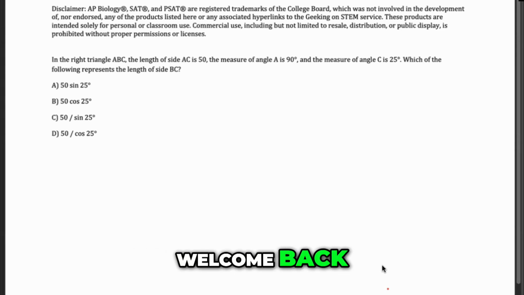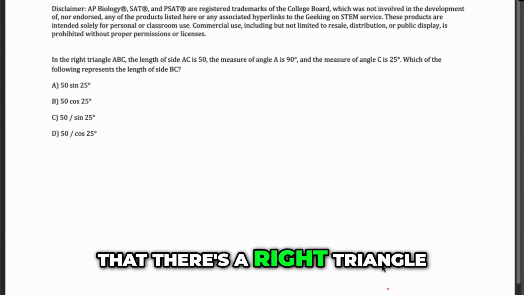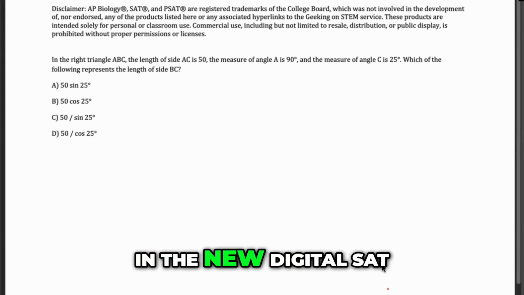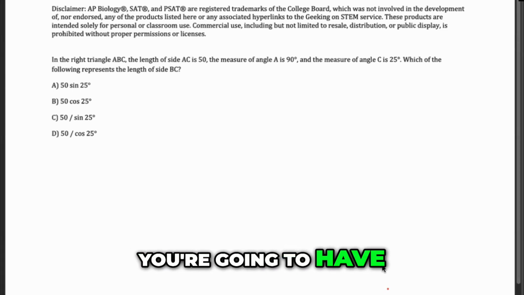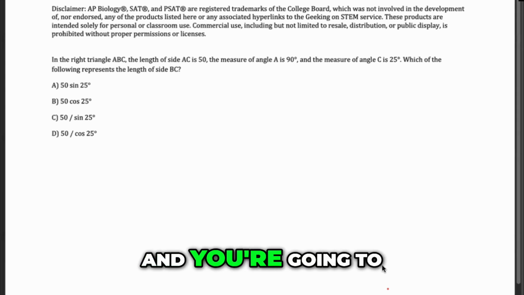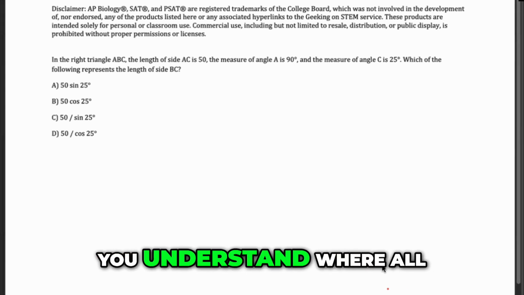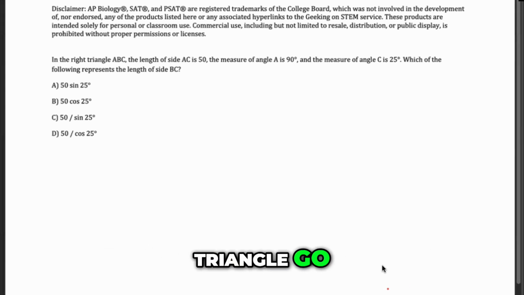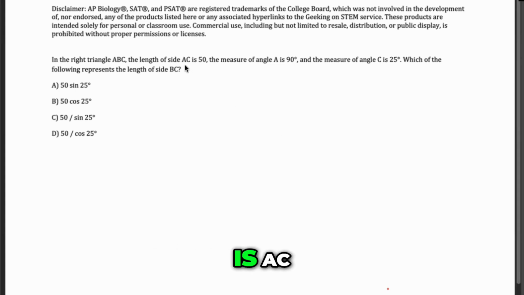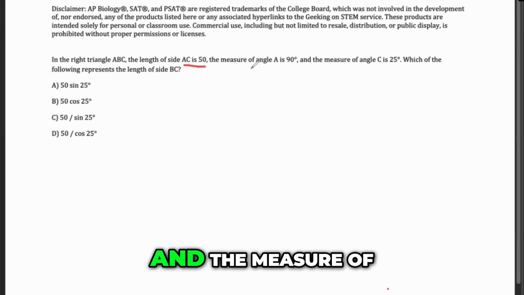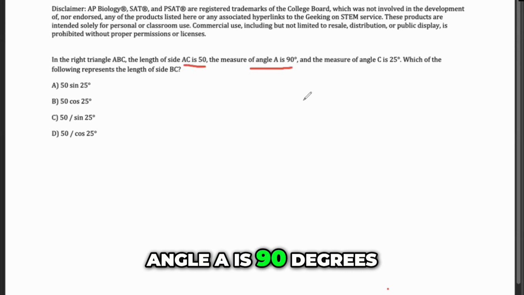Great, welcome back. So they let you know in this problem that there's a right triangle, A, B, and C. In the new digital SAT, I feel like there's going to be some sort of problem where you're going to have to deal with a right triangle, and you're going to have to assume that you understand where all the parts of the triangle go. For example, they let you know that the length of one of the sides is AC, which is 50, and the measure of angle A is 90 degrees.